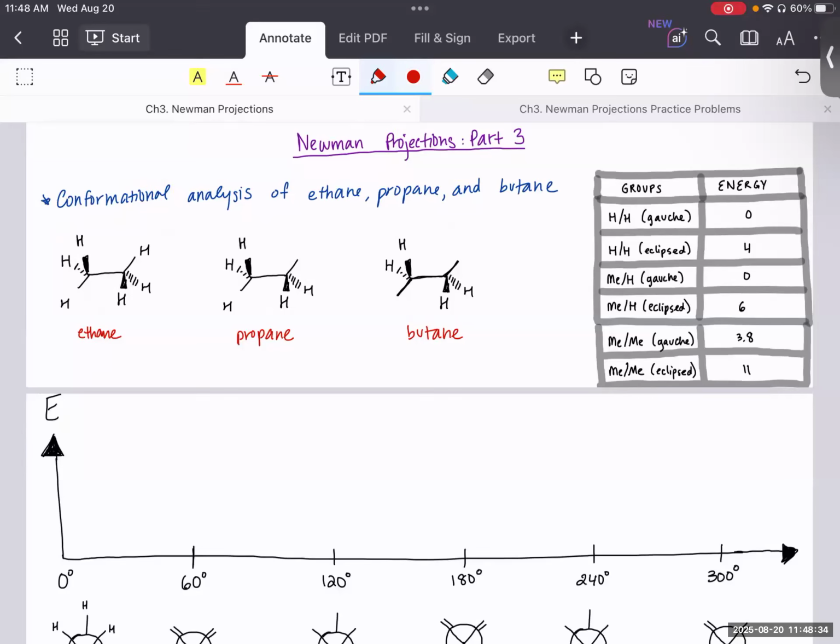So this is part 3 of the video series on Newman projections. In this video, we're going to go through a conformational analysis of ethane, propane, and butane. This is a really common homework question that people will get in organic chemistry, and so you can use this to help guide your answers.